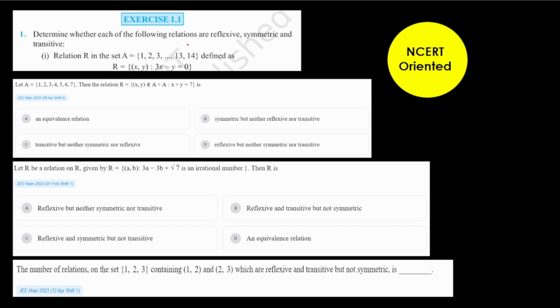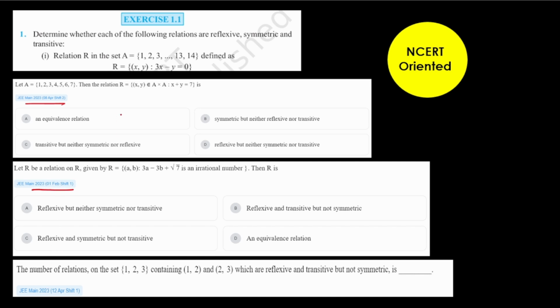You can see the question over here. They are asking us to determine whether the relation is reflexive, symmetric, or transitive. The main concept used in this question is this. If you see this question over here, again, which is JEE Main 2023, April shift, asked on the 8th of April, they're asking whether the relation is equivalence, symmetric, transitive, or reflexive. The concept is the same. Again, this was asked in the year 2023, 1st of February.